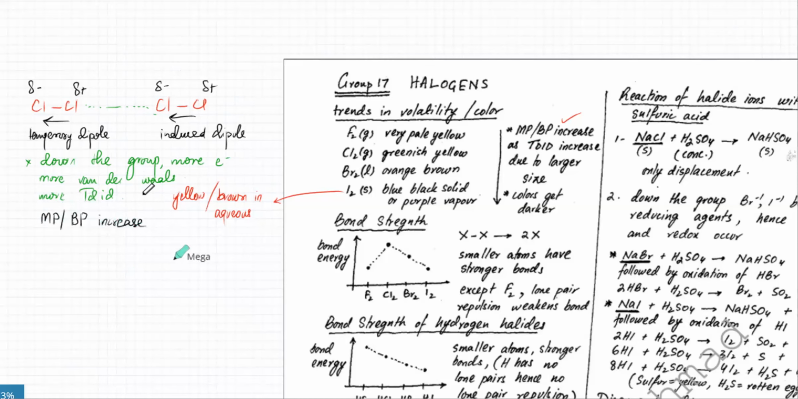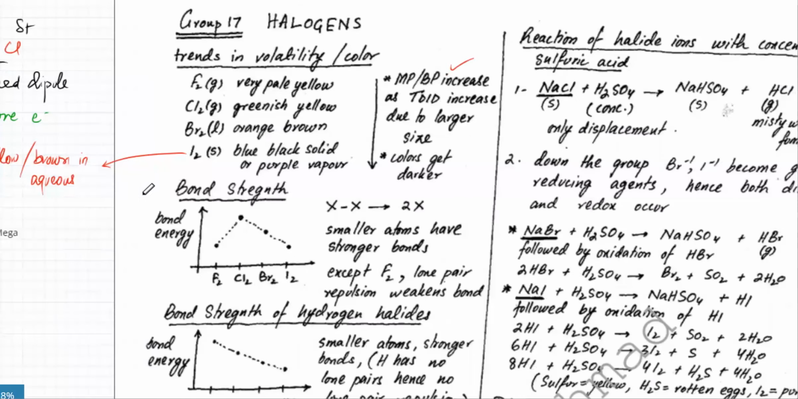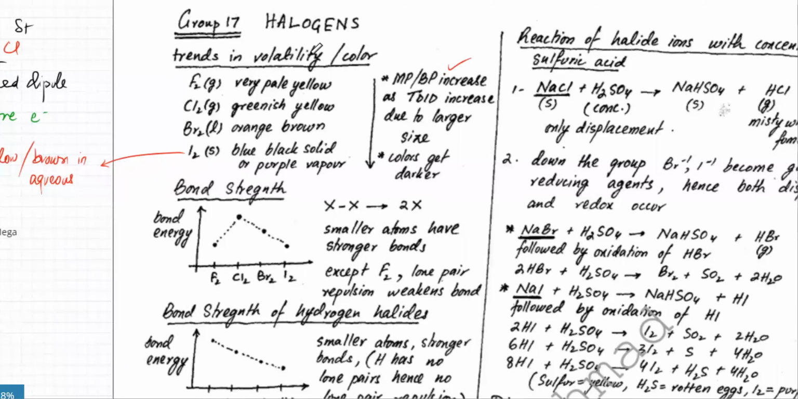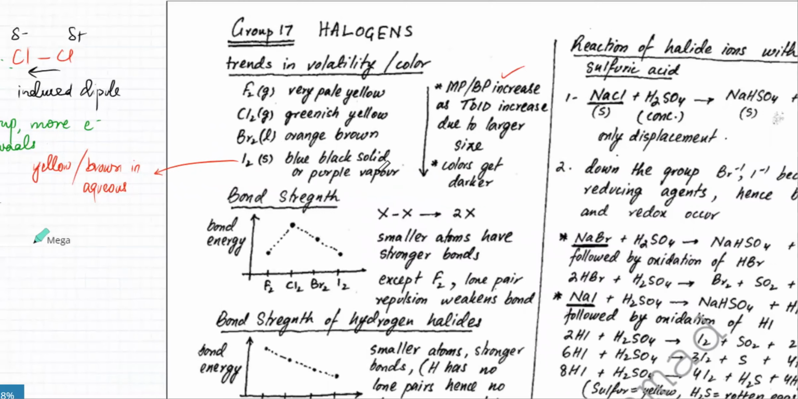That's one thing. And then you need to remember the states of these compounds. Fluorine is a gas, chlorine is also a gas, bromine is a liquid, and iodine is a blue-black solid, which is yellow-brown in aqueous solution.